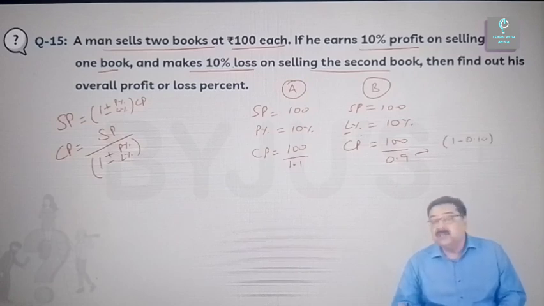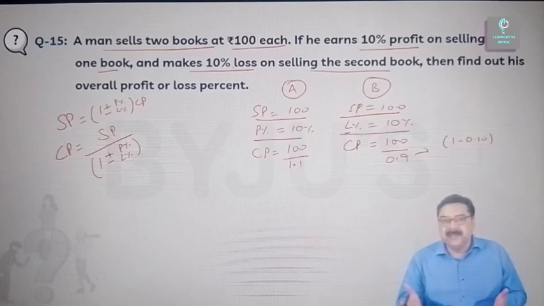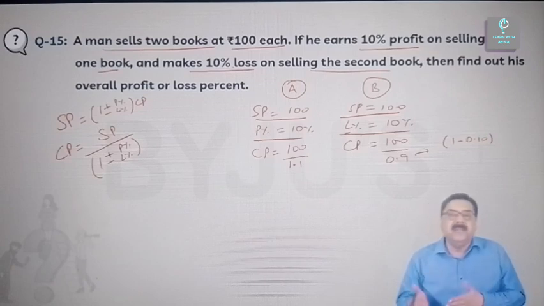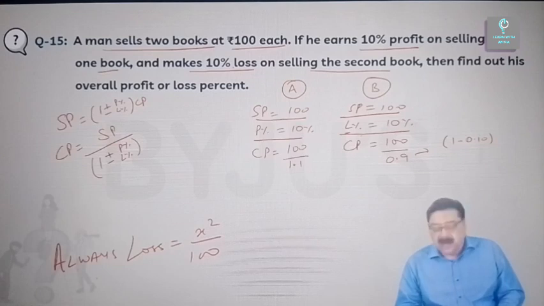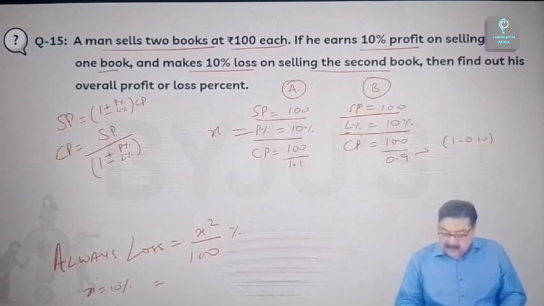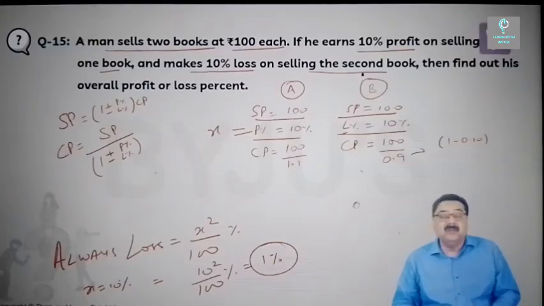Now in such a case you don't need to perform any calculations. If the selling price is the same for 2 items and the profit percent and loss percent values are also the same, let us say X%. One case X% profit, the other case X% loss. In such a case, always there will be a loss made and that shall be given by X square by 100%. The value of X here is 10%. So it is 10 square by 100, which is 1%. So in this case, 1% loss will be made.